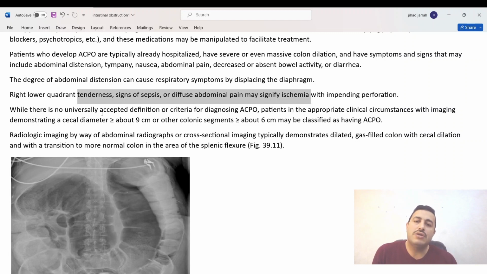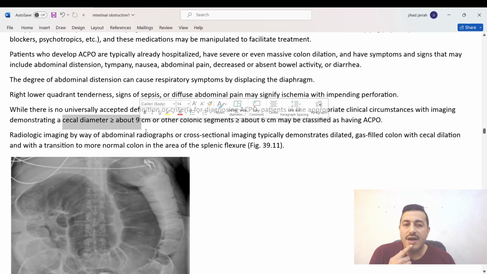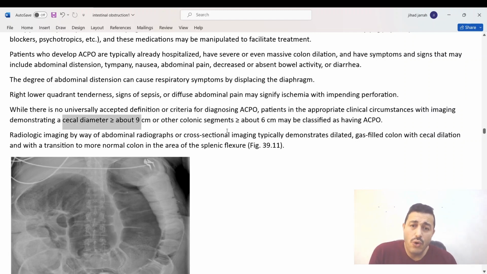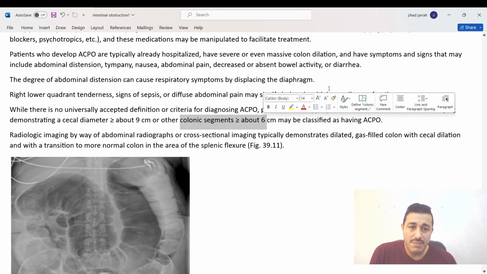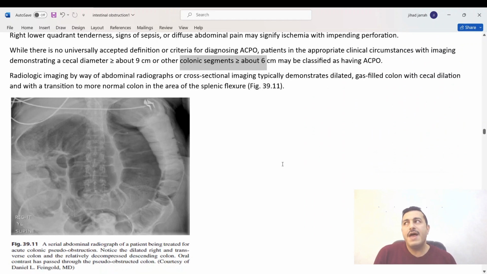We have no accepted definition or criteria to diagnose acute colonic pseudo-obstruction, or Ogilvie syndrome, but on imaging, measuring the cecum can help us. If the cecum diameter is above 9 centimeters, or other segments of the colon above 6 centimeters, this may help us in saying that it is mostly acute colonic pseudo-obstruction. You can see this picture.